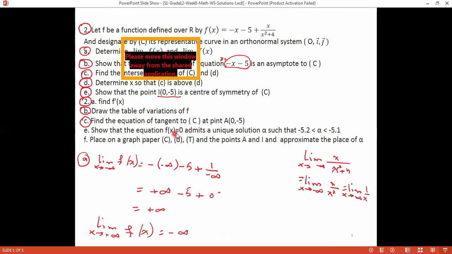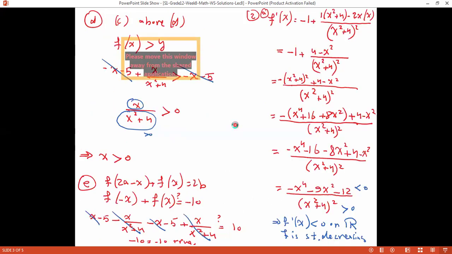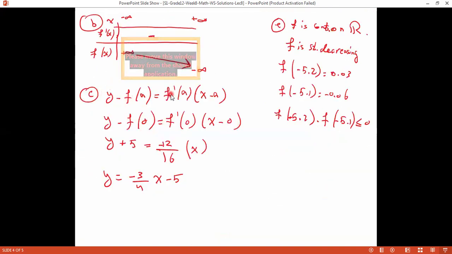Now we need to calculate the equation of the tangent to f at the point (0, minus 5). What's the equation of the tangent? y equals f prime of a times x minus a plus f of a. So the equation of the tangent is y equals minus 3 over 4 x minus 5.